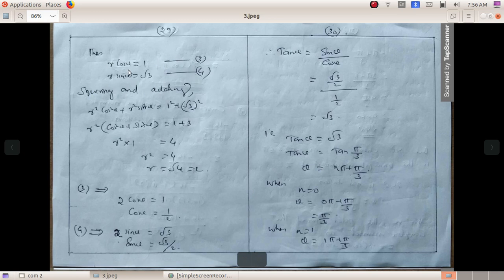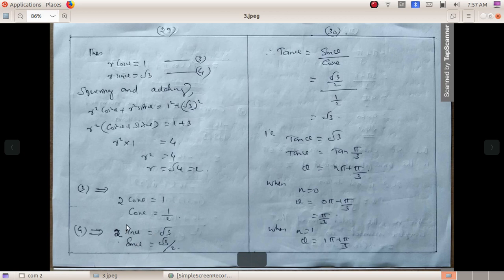So r square cos square theta plus r square sin square theta is equal to 1 square plus root 3 square. r square is taken outside, that is cos square theta plus sin square theta, which is 1. 1 square is 1, root 3 square is 3. So 1 plus 3 is 4. So r square into 1 is equal to 4, r square equal to 4, r is equal to 2. Square root of 4 is 2. So we got r is equal to 2, and substituting r equal to 2 in equation number 3, 2 cos theta is equal to 1, cos theta is equal to 1 by 2. Similarly 2 sin theta is equal to root 3, sin theta is equal to root 3 by 2.